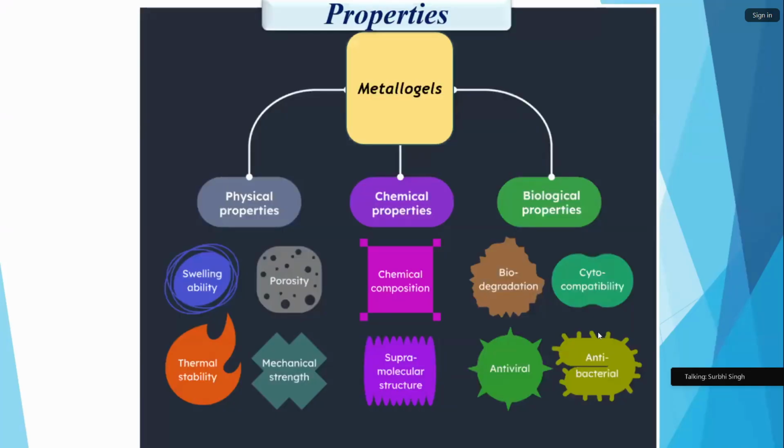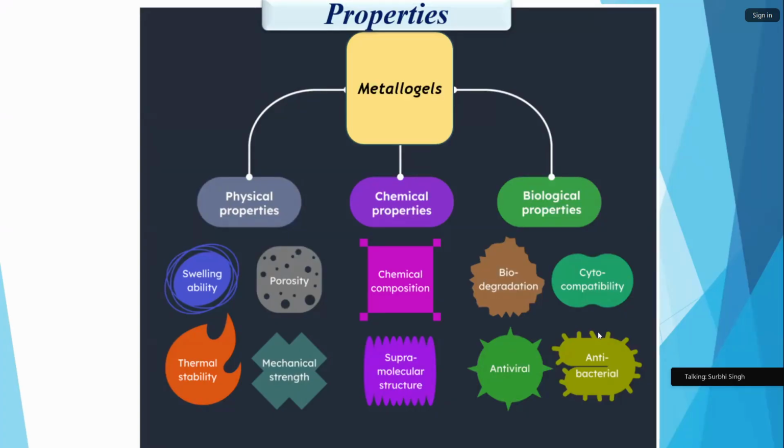These are some of the interesting properties of metallogels, like physical properties. They have swelling ability, porosity, thermal stability, and mechanical strength, and their chemical composition and supramolecular structure are good for some applications like electrocatalysis and environmental remediation. Their biological properties are biodegradation, antiviral, antibacterial activity, and good cytocompatibility.